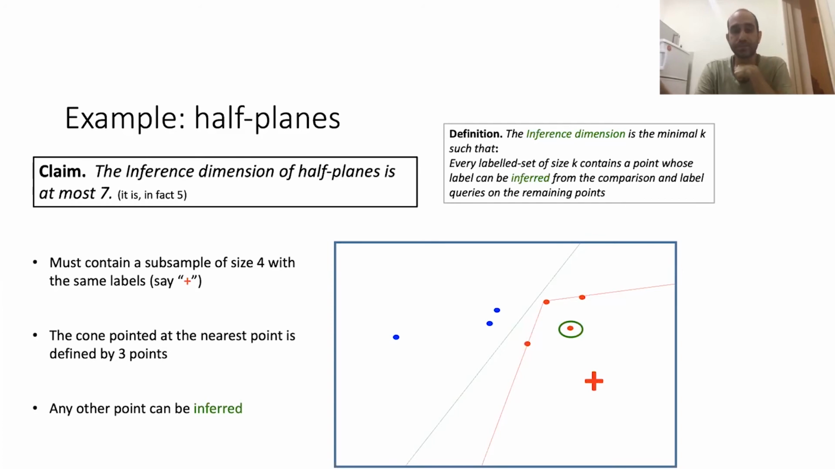Okay? And notice that, so what did we need in order to infer it? We only needed to know the labels of the 3 points, and we needed to know which one is closest to the separating line. And all of this information is implied by the label and comparison queries on these 3 red points. Okay, so here I argue that the inference dimension is at most 7.